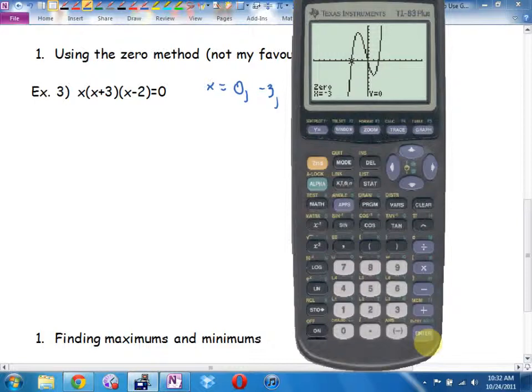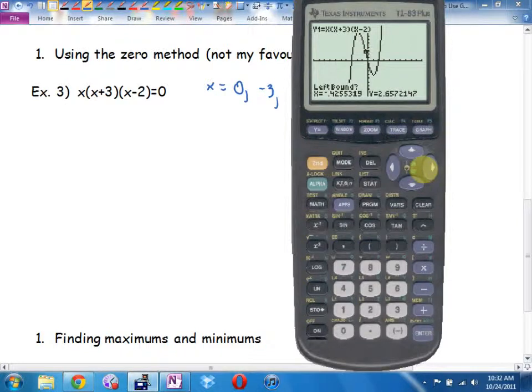How do I find the middle root? I start this whole thing over. Second function calculate, 0. Now it wants the left bound. I want the middle root, so I'm going to move the cursor until I'm just to the left of the middle root. How about right about there, Ryan? Okay. I'm going to hit enter.